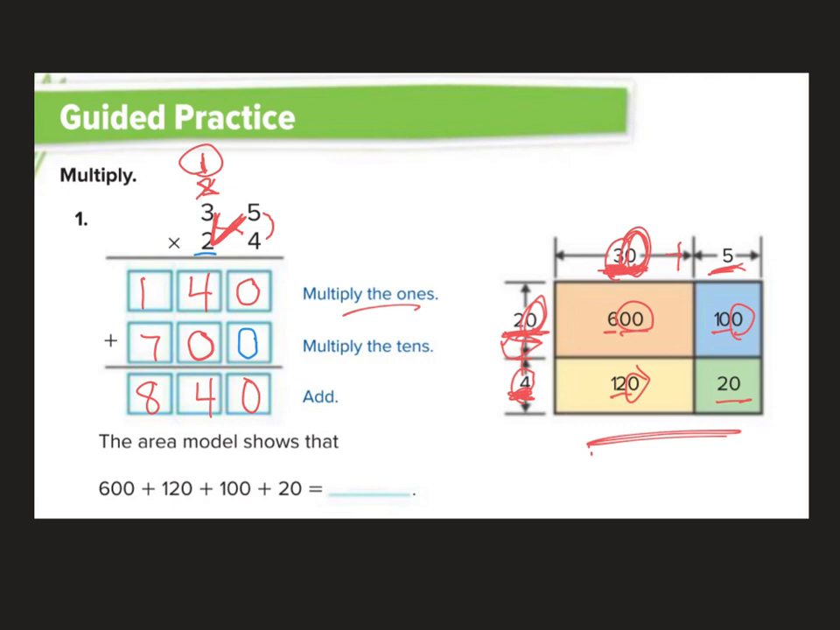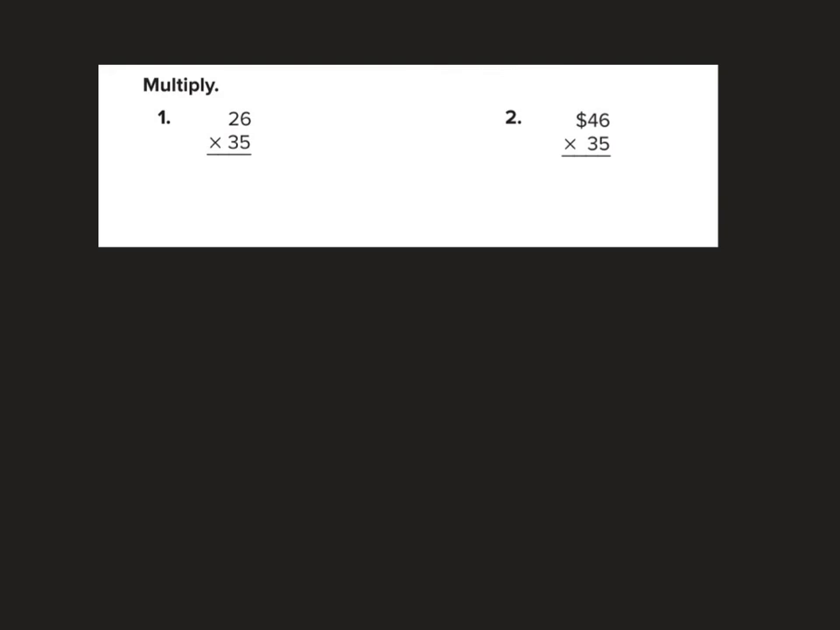So if I add this together, I'd get 600, 700, 820, 840. They match, don't they? 840, 840. Look at it. That means we did it right. High five to us. All right, here we go.